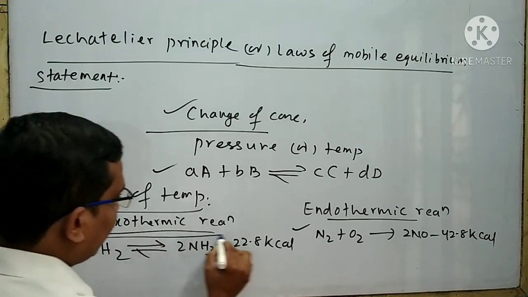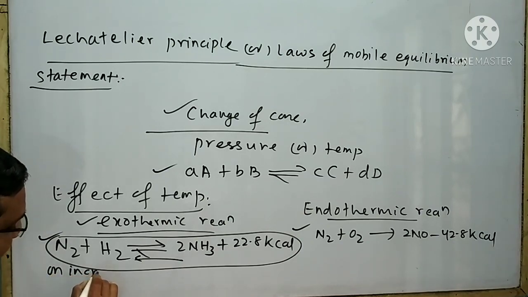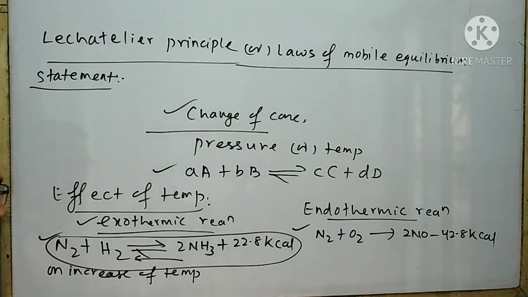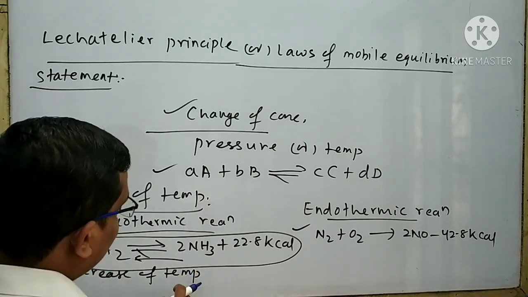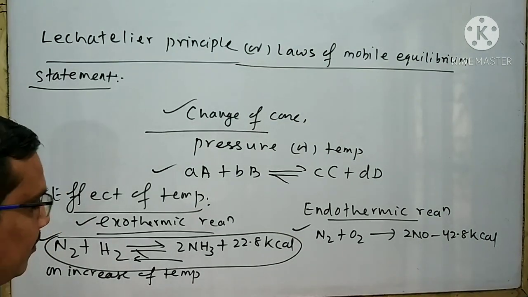Look at that. This is an exothermic reaction. Suppose I want to increase the temperature for this reaction. Then what will happen? The reaction proceeds in backward direction. That means on increase of temperature for this reaction, the amount of formation of nitrogen and hydrogen goes on increasing. On the other hand, the amount of NH3 goes on decreasing.